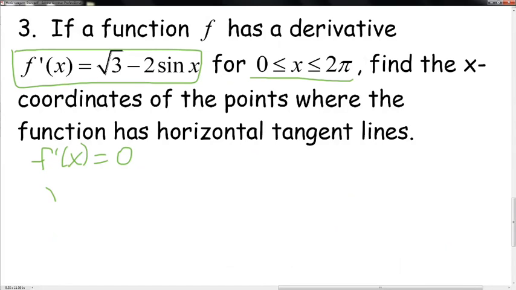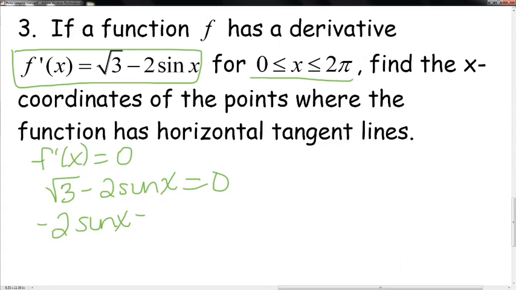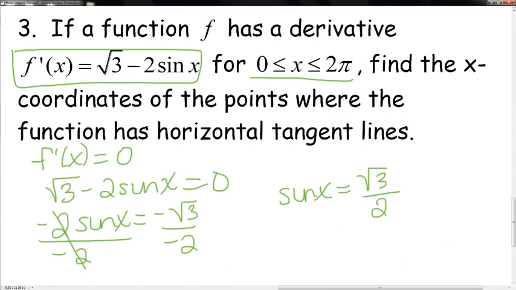Well, that means I want to know where the square root of 3 minus 2 sine of x is equal to 0. So if I subtract square root of 3 from both sides, I'm going to get negative 2 sine x is equal to negative root 3, and then divide everything by negative 2. So I'm looking for at what values of x sine is equal to the square root of 3 over 2.